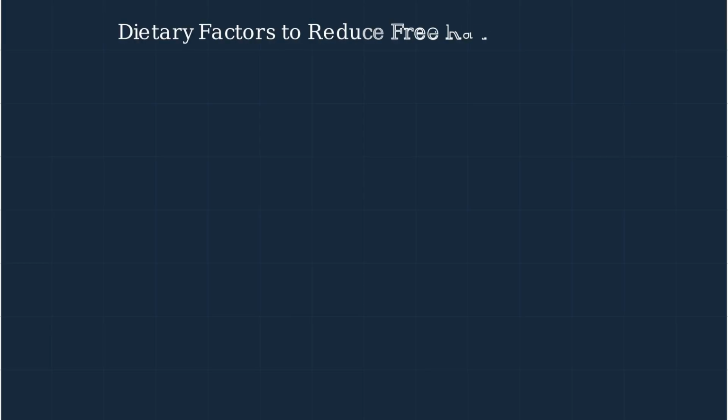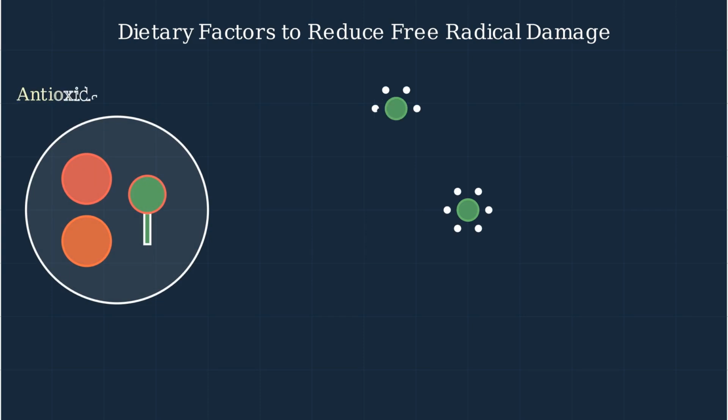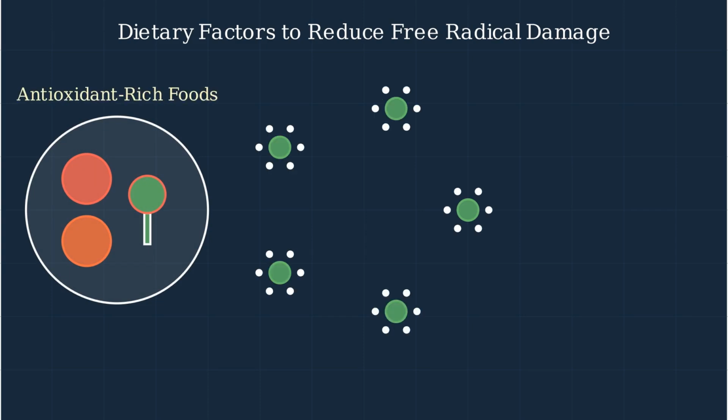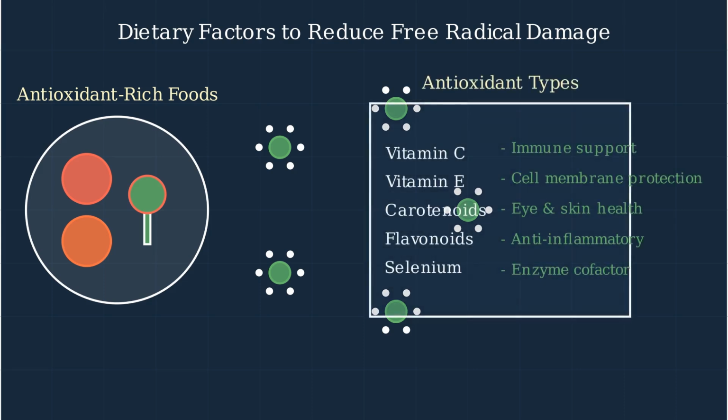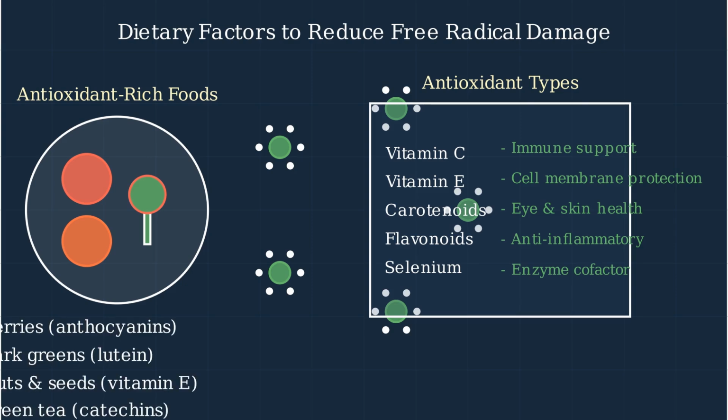A diet rich in antioxidants is one of the most effective ways to combat free radical damage. Colorful fruits and vegetables are excellent sources of these protective compounds. Different foods contain unique antioxidants that target various types of free radicals. Berries, dark leafy greens, nuts, and green tea are particularly potent sources. Each food group provides specific antioxidants that protect different parts of your cells. Vitamin C, vitamin E, and polyphenols are among the most important antioxidant nutrients.